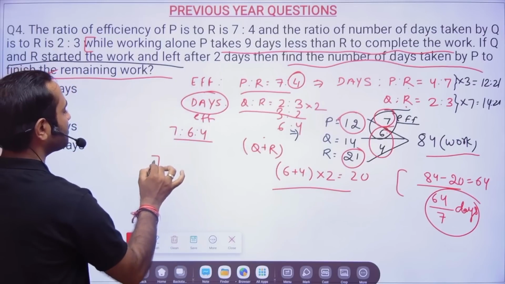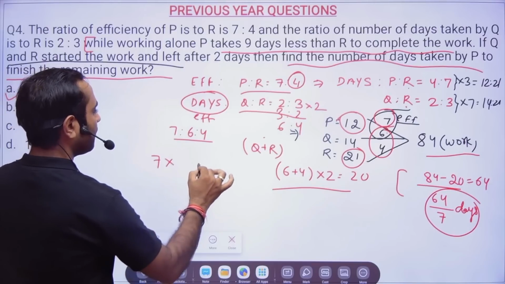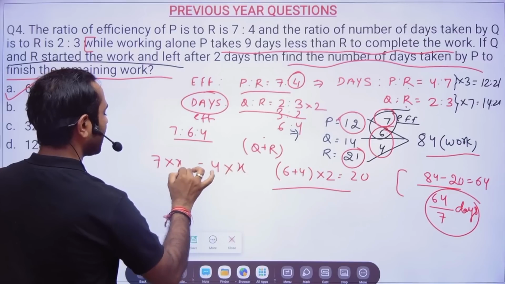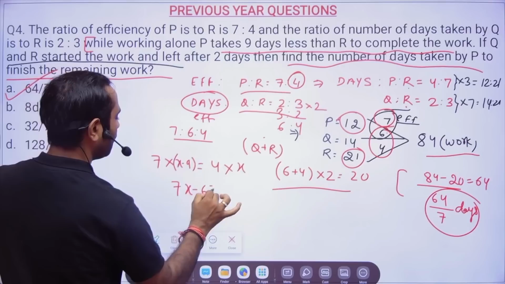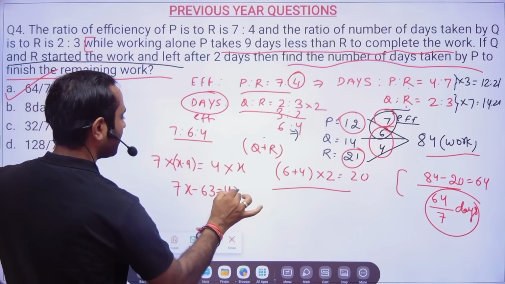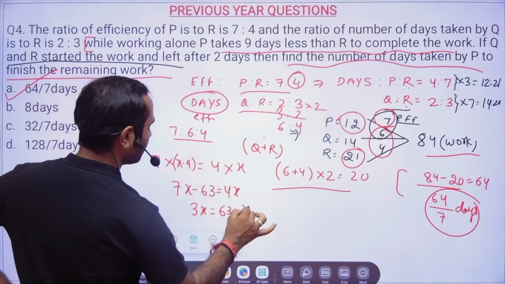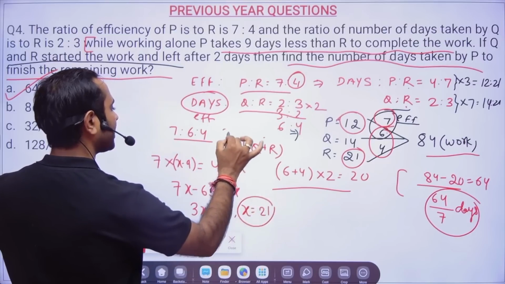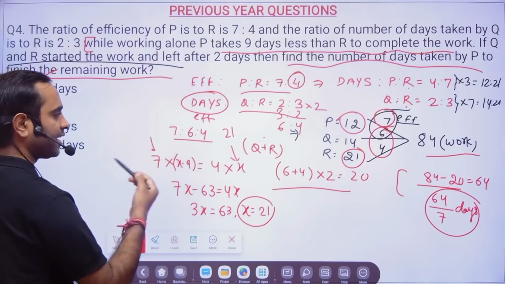So P is taking 9 days less. If R is taking x days, then this guy is taking 9 days less. So 7x minus 63 will be equal to 4x, right? So 3x will be equal to 63. So x will be equal to 21. That means R will be taking 21 days, and this guy will be taking this much, right?